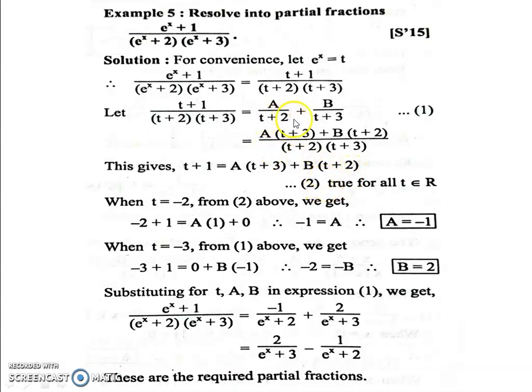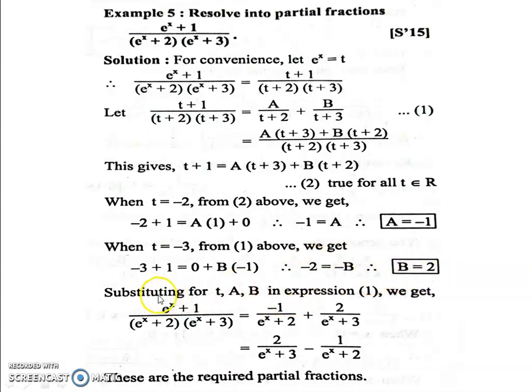Now t plus 2 is equal to 0, that means t is equal to minus 2. So in this equation we put t equal to minus 2. So minus 2 plus 1 is A into (minus 2 plus 3), which is plus 1, but B is 0. Then minus 2 plus 1 is minus 1, so A is minus 1. Now t plus 3 is equal to 0, means t is equal to minus 3. We put this in equation number 2. So we derive: minus 3 plus 1, A into 0 plus B into (minus 3 plus 2), which is minus 1. Minus 3 plus 1 is minus 2. B into minus 1 is minus B. Minus 1 goes this side, it is minus 2 upon minus 1. Minus minus gets cancelled. B is equal to 2.